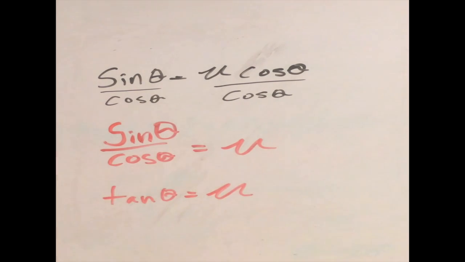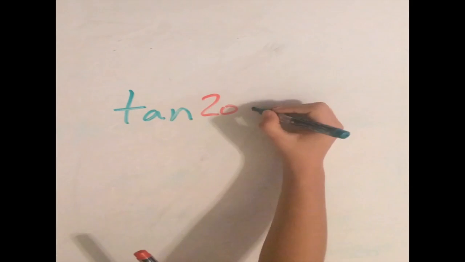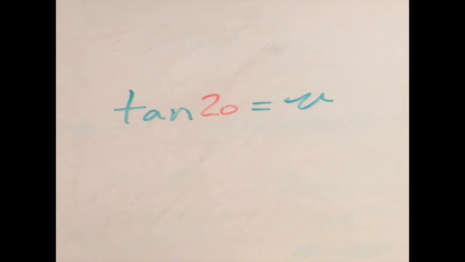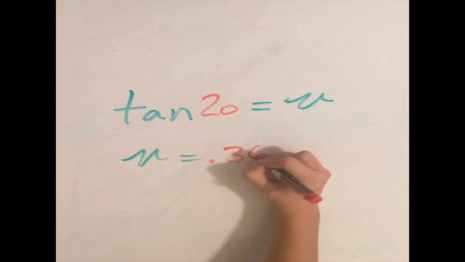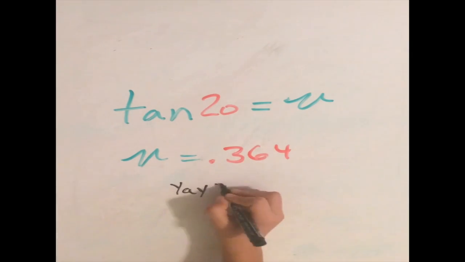The Fg cancel out on both sides, so you're left with sine theta equals mu cosine theta. Then divide both sides by cosine theta. And since sine over cosine is equal to tangent, you end up with mu equals tangent theta. In our case, we ended up with mu equals tangent of 20, so mu equals 0.364.